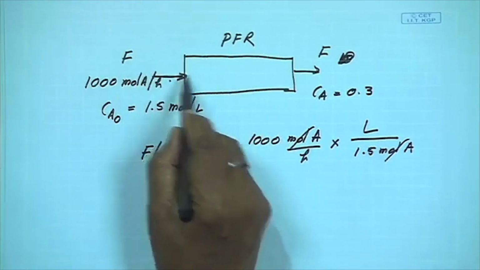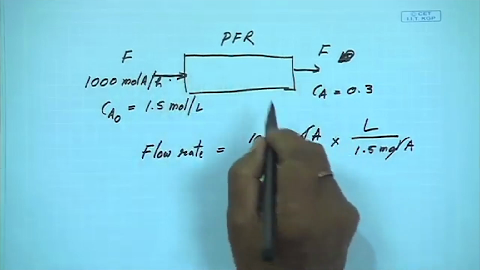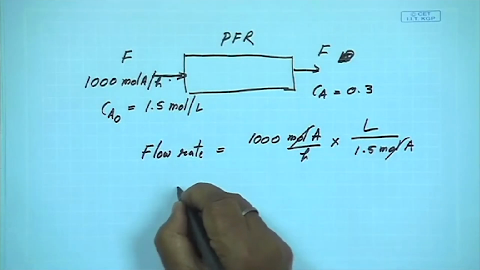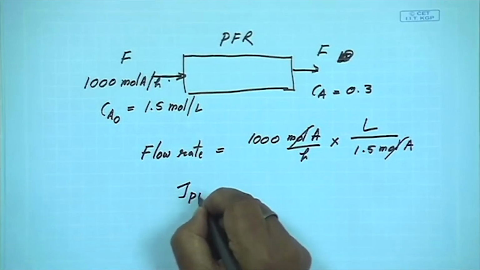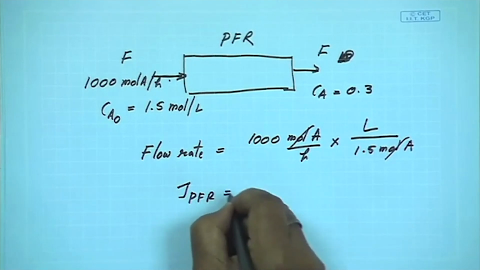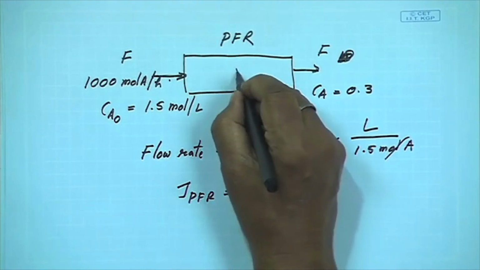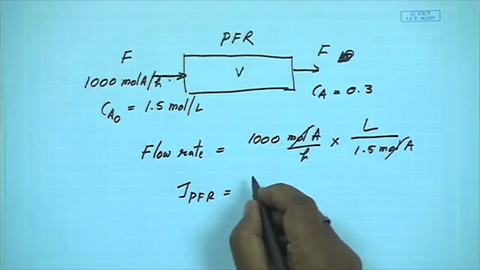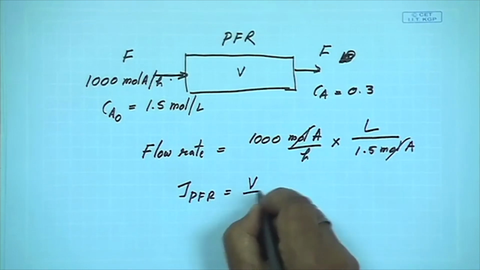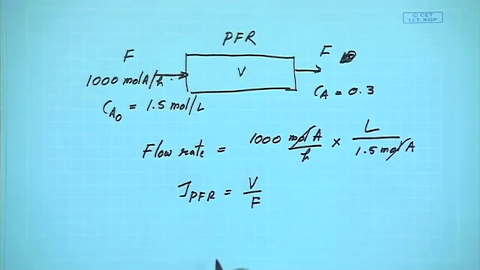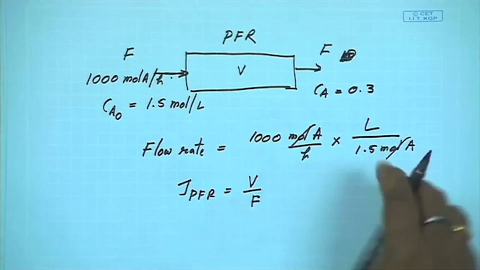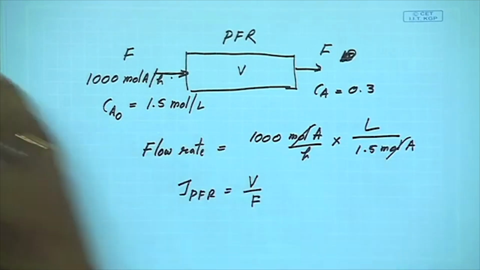The input and output flow rate is the same, and here I told you tau plug flow reactor is equal to what? Tau is V by F. This is the volume, the working volume of the reactor. Then we can find out V by F. This is the tau plug flow reactor. You can find it out.